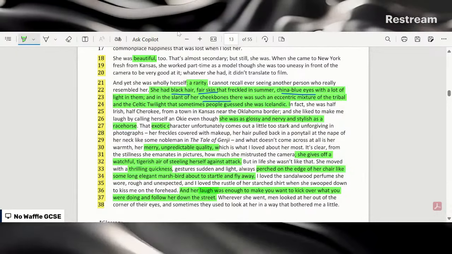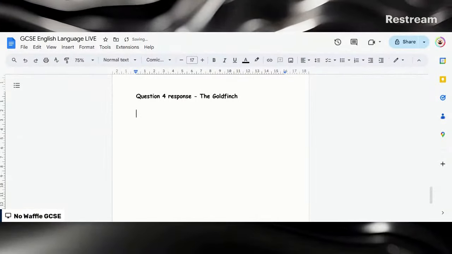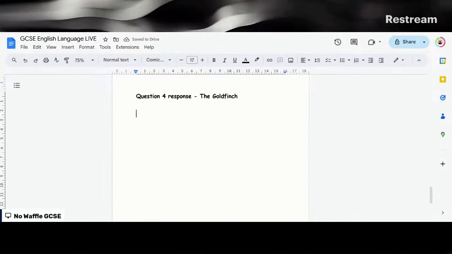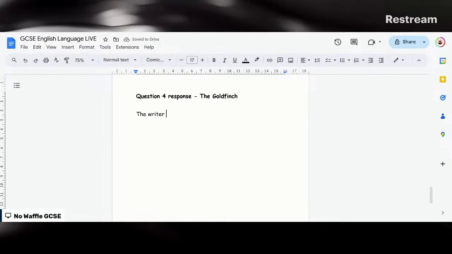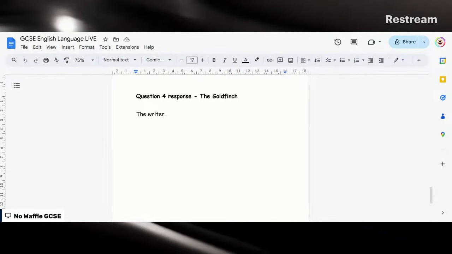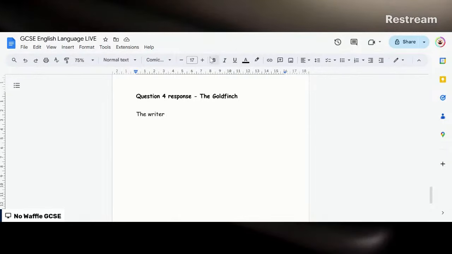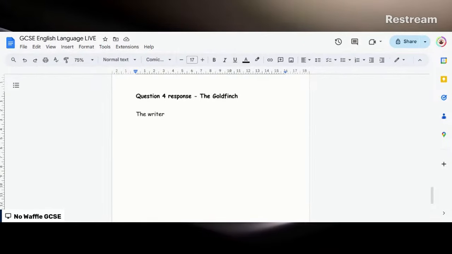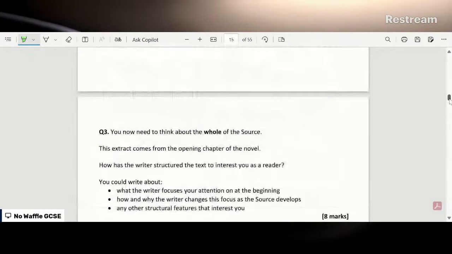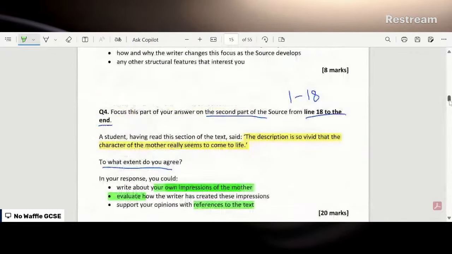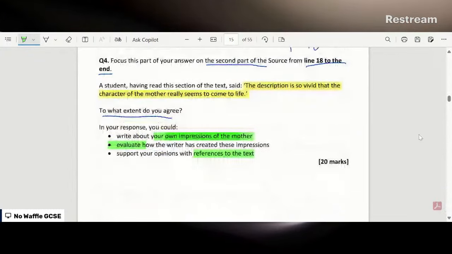Okay, so let me show you, let's do some responding. So we can begin just generally, the writer. What's the difference between this and question 2? Well, this is a 20 marker. Question 2 was only an 8 marker. And this is focused on a statement. So you have to keep responding to the statement and whether you agree with the statement, whereas the other one's just talking about language generally.